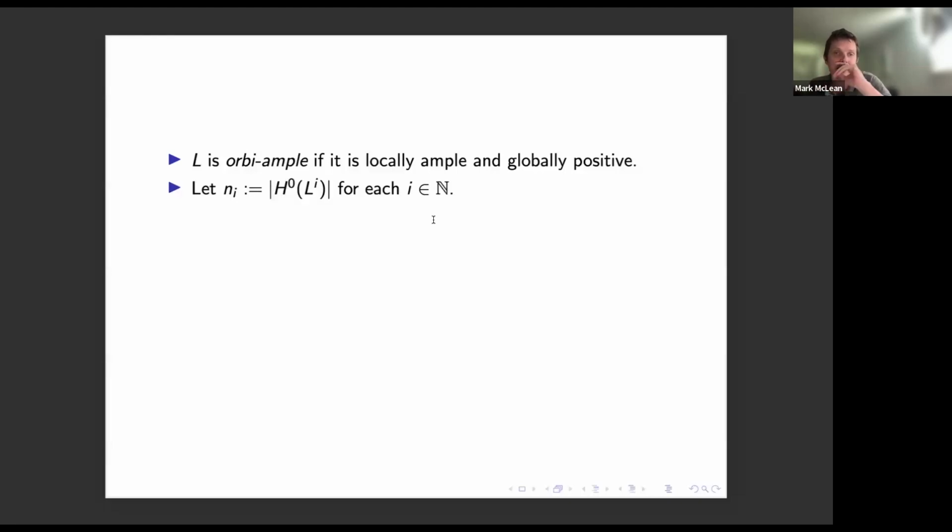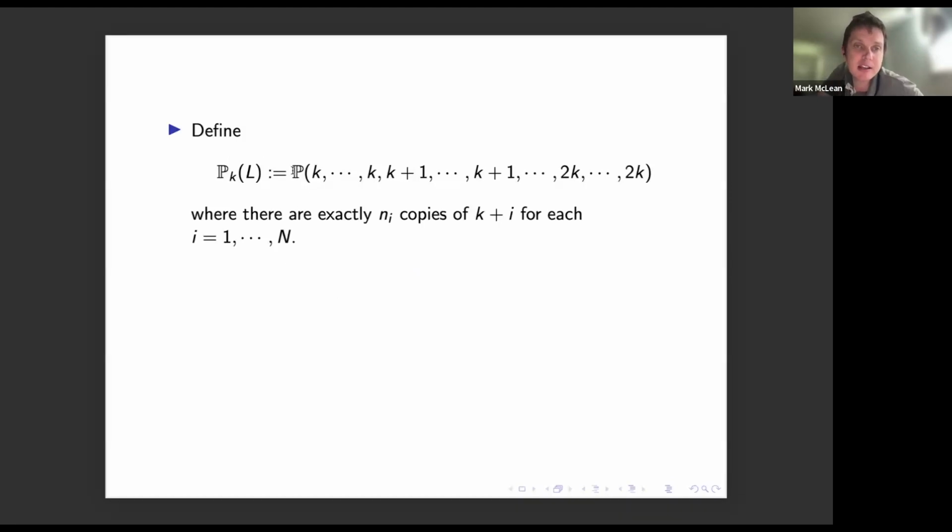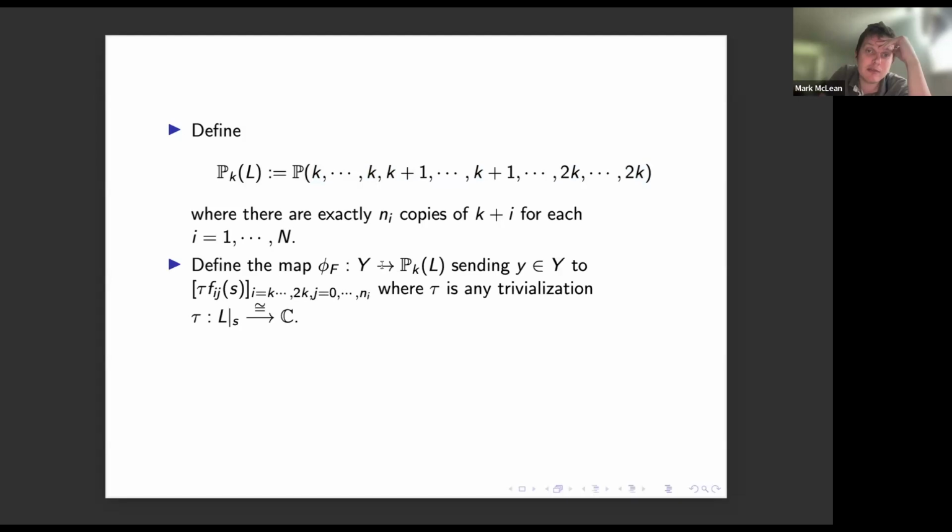Now what we do is the following. For each power of L, we let N_i be the rank of the basis of sections. This is a little bit overkill, but I'm going to define a K-framing to be a tuple of sections of L^i, where i runs from K to 2K. I think in Ross and Thomas, they go from K to K plus N, where N is the least common multiple of all the stabilizers. But I'm just going to go from K to 2K, where K is some very, very large number. Then I have an appropriate weighted projective space, where the weights go from K to 2K, and there are N_i copies of K plus i. With this framing, I have a map to weighted projective space, which I define in a very similar way to how I would for projective space.